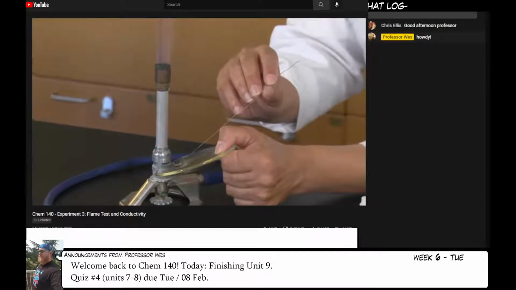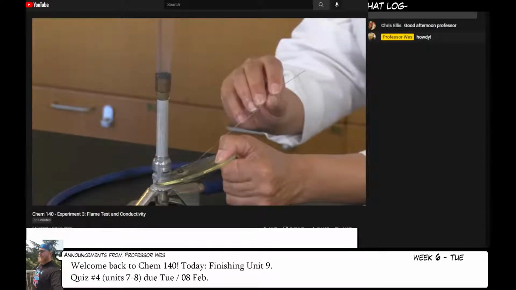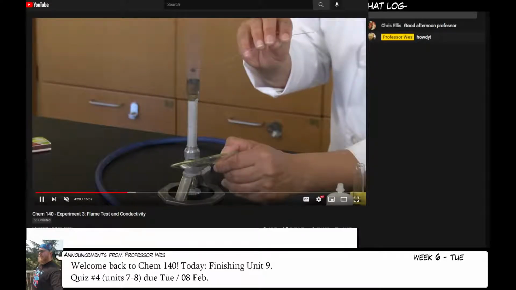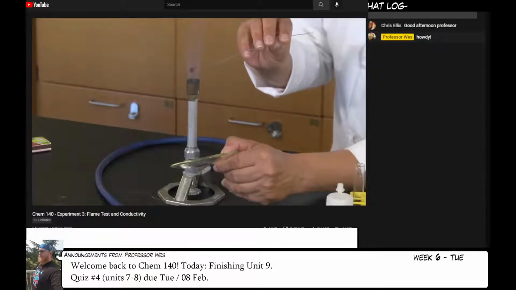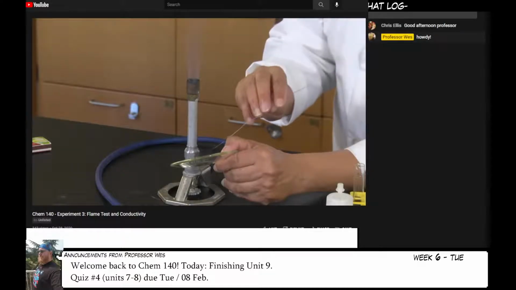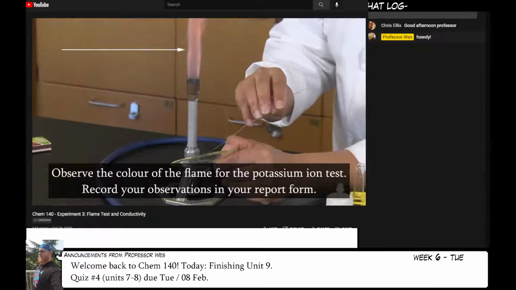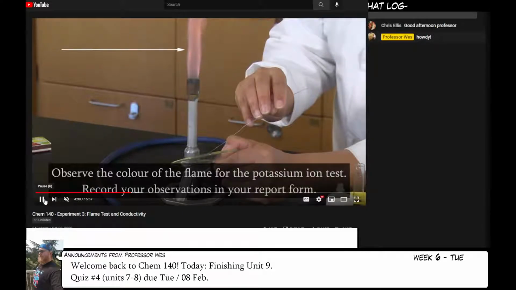All right. So you can see that the flame changed color. And she's going to do it again. And I believe that I paused the video for you. Yeah, there you go. So I paused the video even though it's still going. You can see the timer's going. So when you see a warning come up that says record your observations in your report form, pause the video and write down what you see.